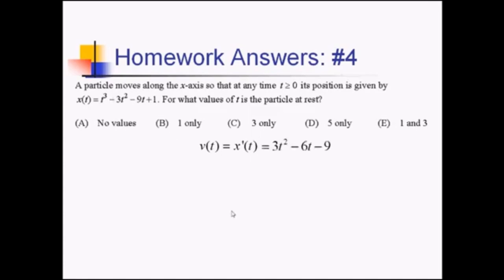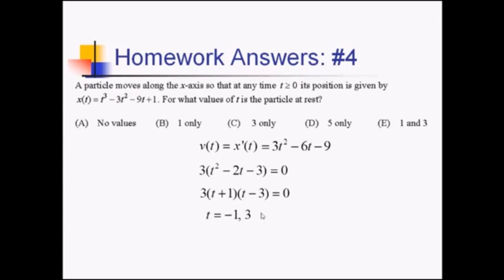if you take that derivative. So we need to set this equal to 0 and solve for t. When I do that, I can factor out a 3. So I can say 3 parentheses t squared minus 2t minus 3 equals 0. And then if I factor it, this factors into t plus 1, t minus 3. Setting that equal to 0 and solving, I've got t equals negative 1 and positive 3.